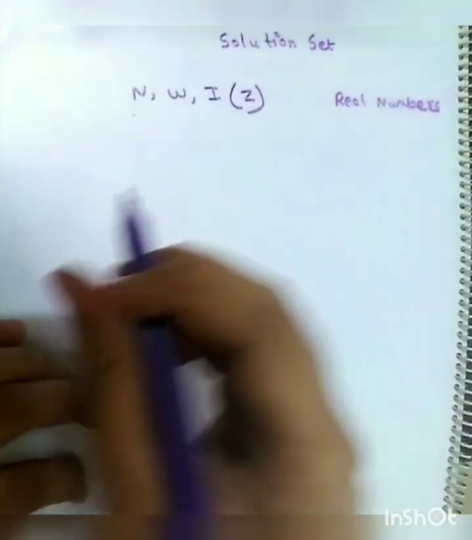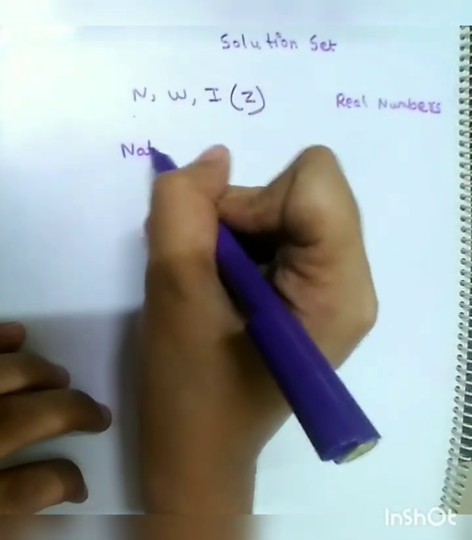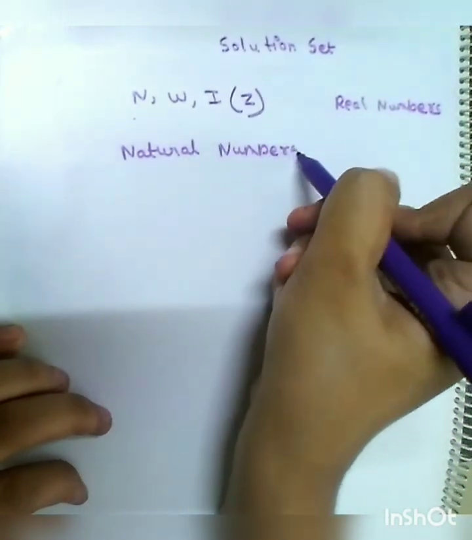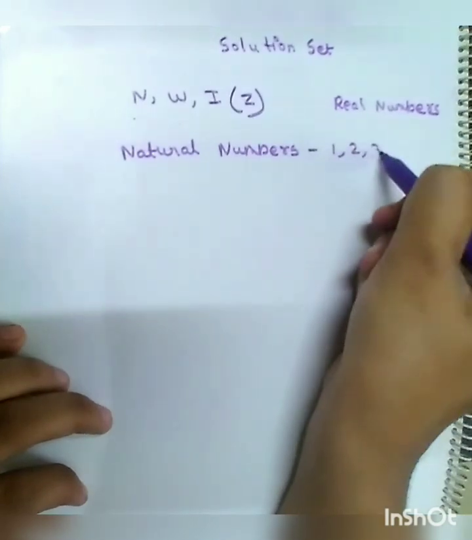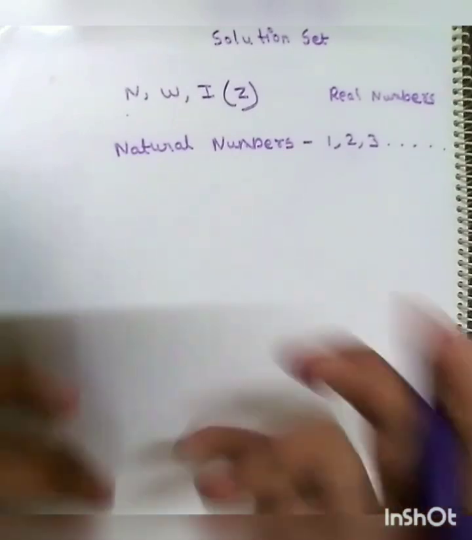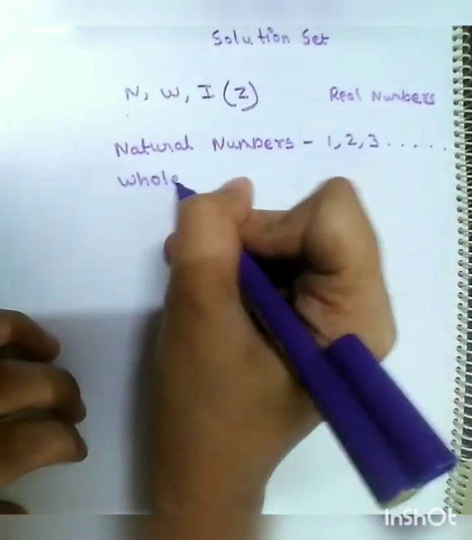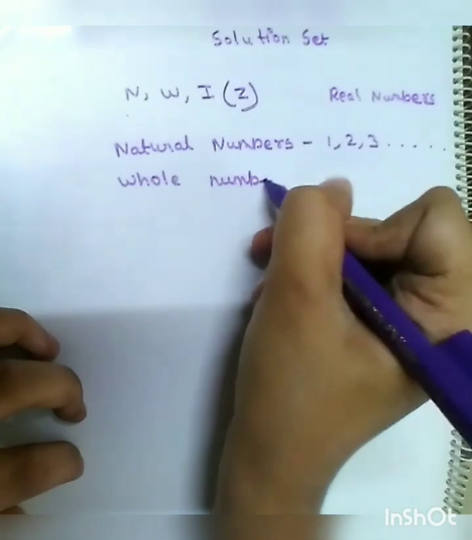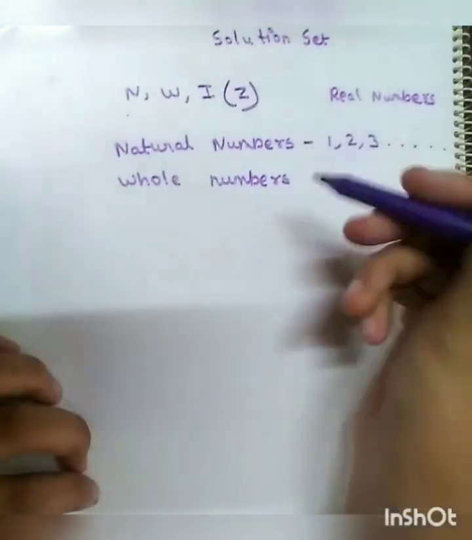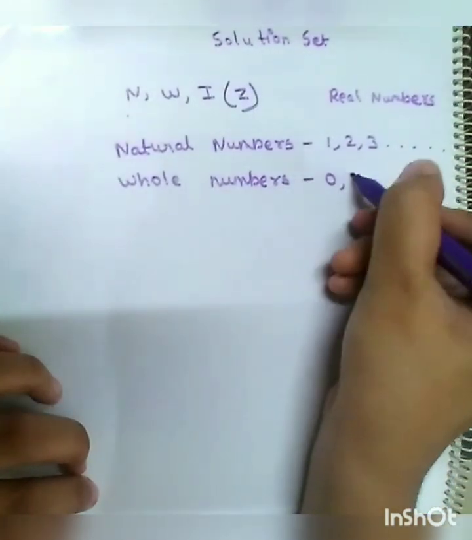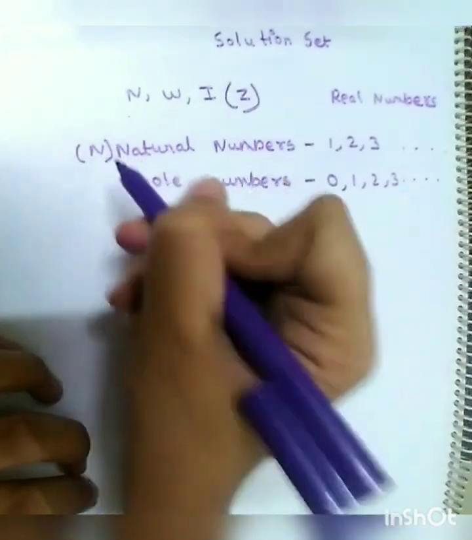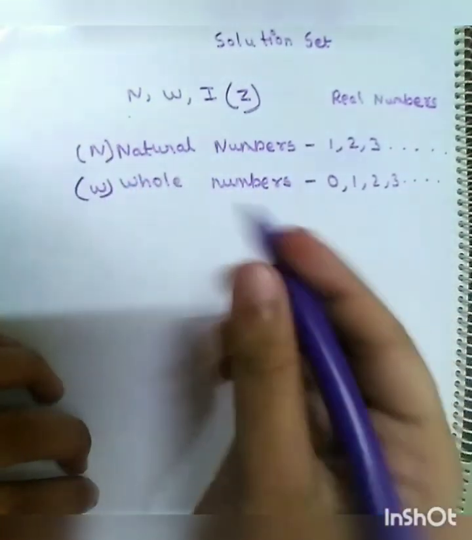So first we will see what is a natural number. Natural numbers are all counting numbers which begin from 1, 2, 3 and so on. It is all the positive integers or all the counting numbers. Whole numbers contain all the natural numbers, and in addition they also have 0. So it is 0, 1, 2, 3 and so on. Natural numbers are represented by N, whole numbers are represented by W, and now integers.